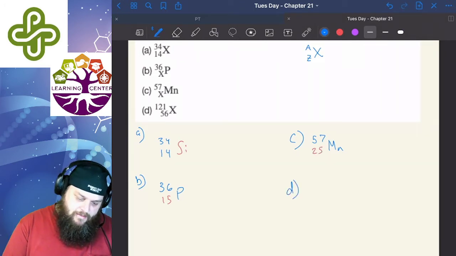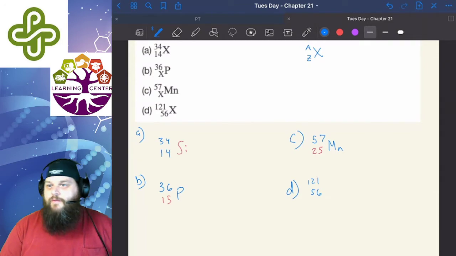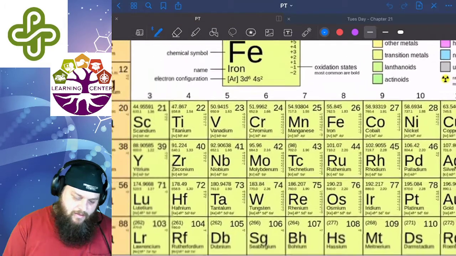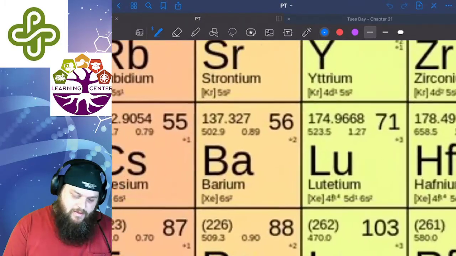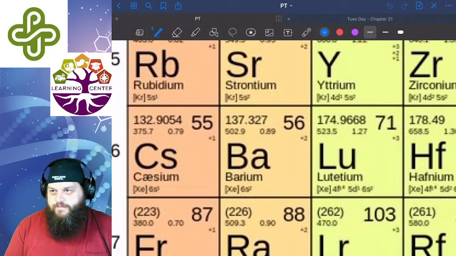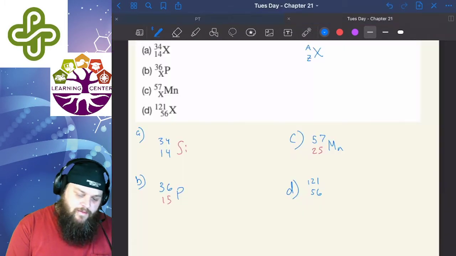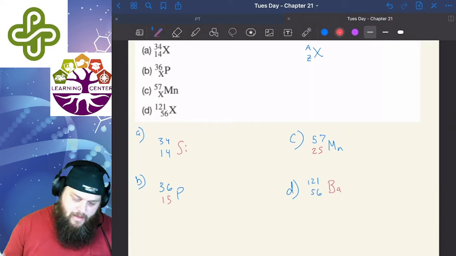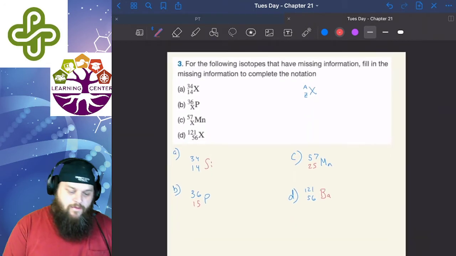Part D, it's 121, 56. Well, we don't know what the symbol for that element is. That 56 tells us everything we really need to know in that regard. Just looking at 56, you can see that's barium. Barium's number 56, represented by Ba. And we have solved for problem 3.